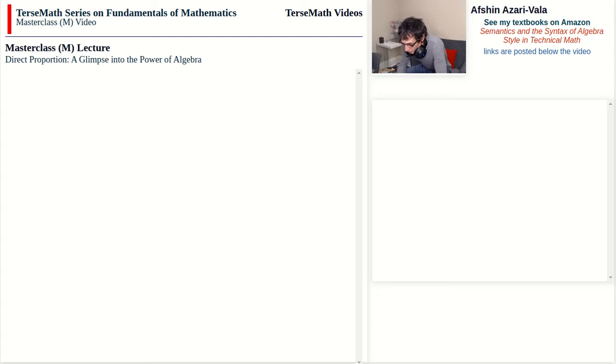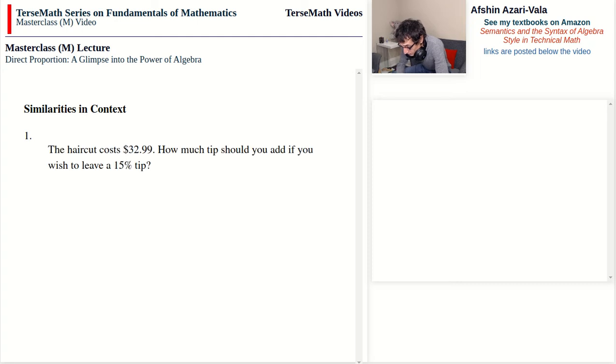tax. Now, one of the things about algebra is that although context changes from one problem to another problem, we'll find that the kinds of tools that we use to solve certain problems are similar. An example of that is problems in which we deal with tip. These problems are very similar to tax problems. Take a look at this problem.